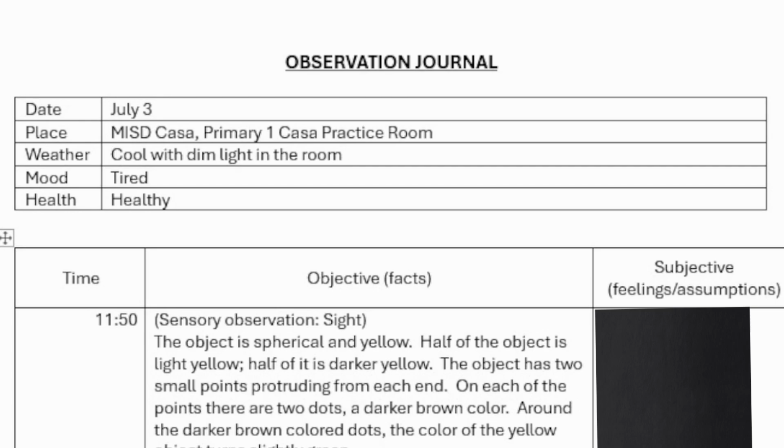So the date is July 3rd. I am in the MISD CASA, Primary 1 CASA practice room, and the weather is cool, and there's dim light in the room. My mood is tired, but I'm still feeling healthy. So right here, everybody was given a variation of the same object. And I'm going to break this up into how I used my different sensory observations. Again, it is a timed observation. We started at 11:50, ended at 12:02.